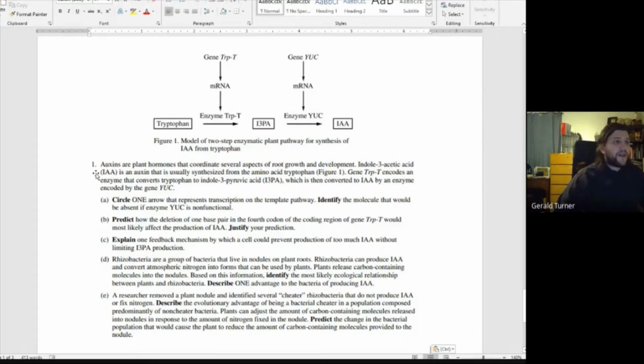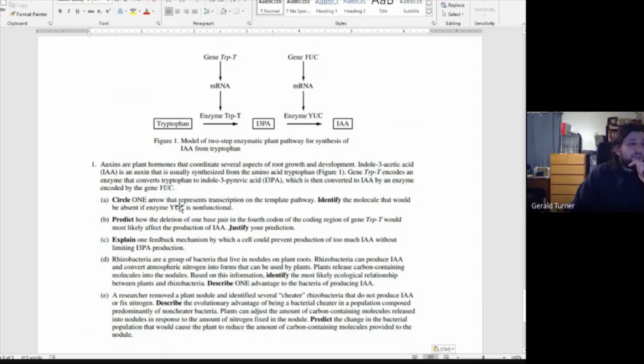And this says, auxins are plant hormones that coordinate several aspects of root growth and development. Indole 3-acetic acid, IAA, is an auxin that is usually synthesized from the amino acid tryptophan. Figure 1. There it is. Gene TRPT encodes an enzyme that converts tryptophan to indole 3-pyruvic acid, I3PA, which is then converted to IAA by an enzyme encoded by the gene YUC.